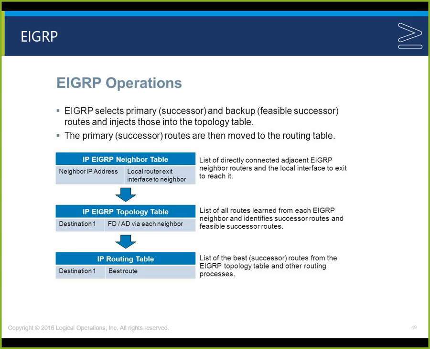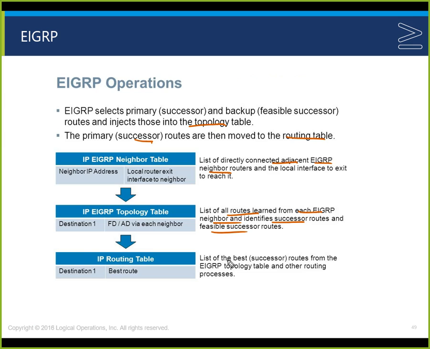We looked at some of the tables. EIGRP selects the primary successor and the backup feasible successor routes, and injects those into the topology table, and we saw those in the topology table. The primary, the successor, will be moved to the routing table, and we saw that. So we have the neighbor table, a list of directly connected adjacent EIGRP routers. The topology table has all the routes learned from each EIGRP neighbor and identifies the successor and the feasible successor route. So the topology table has the routes that we're going to use and the backup routes in it.